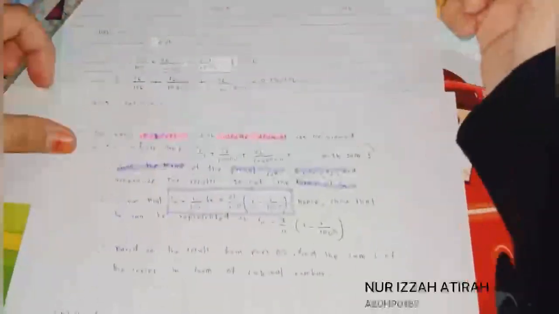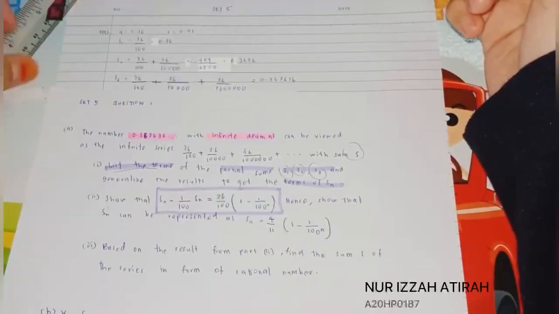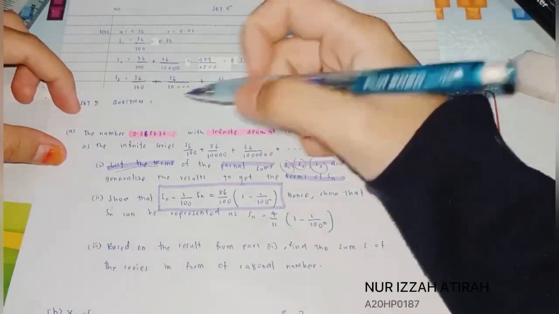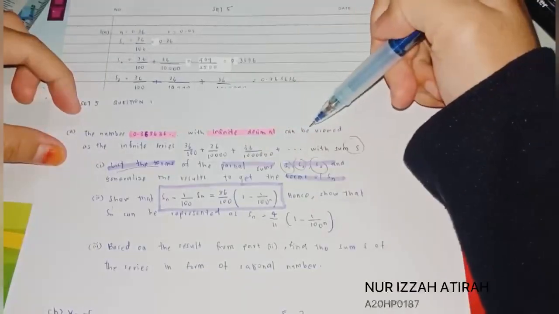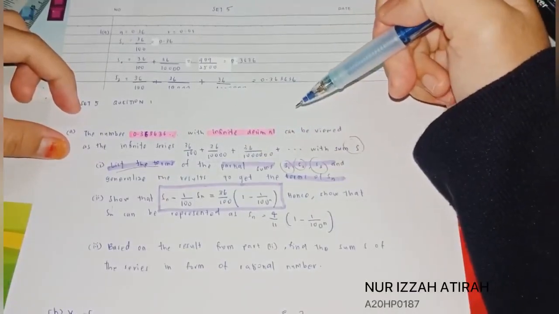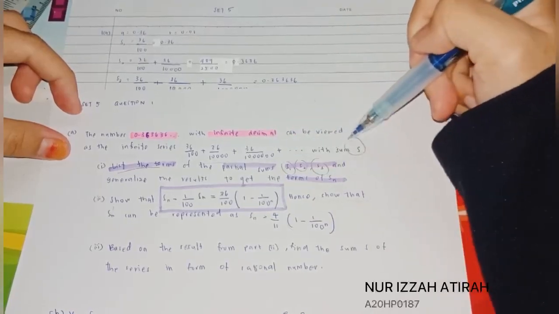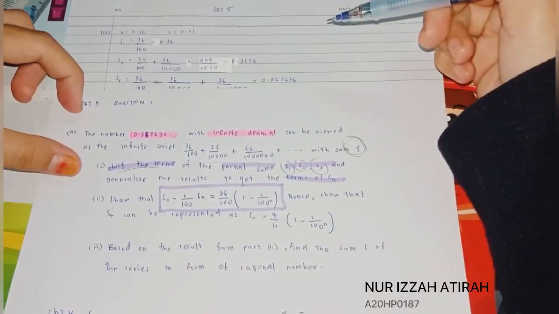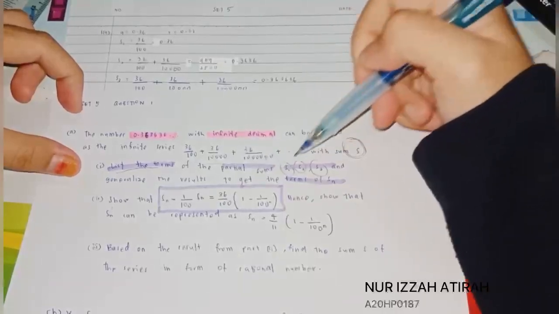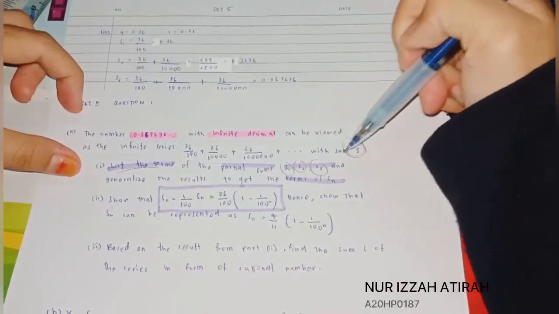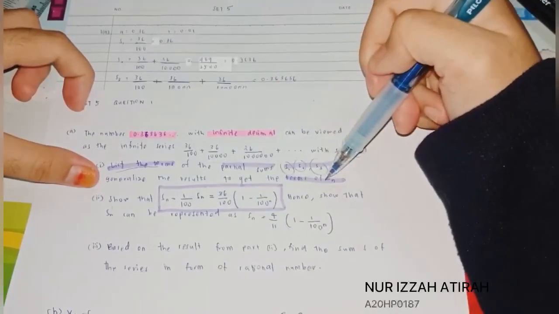Okay, first, set 5 question 1. They ask us: the number 0.363636 with infinite decimal can be viewed as the infinite series 36 over 100 plus 36 over 10,000 plus 36 over million with sum S. Now they ask us to list the terms of the partial sums S1, S2 and S3 and generalize the result to get the terms of Sn.